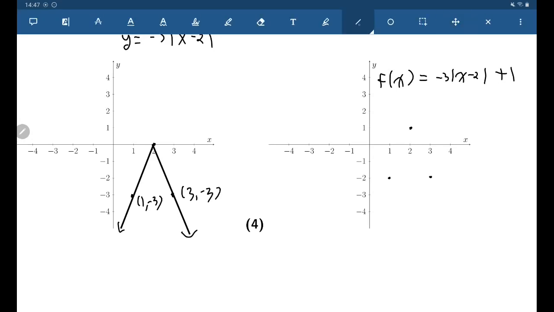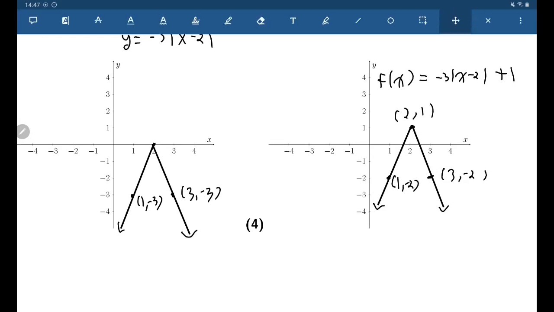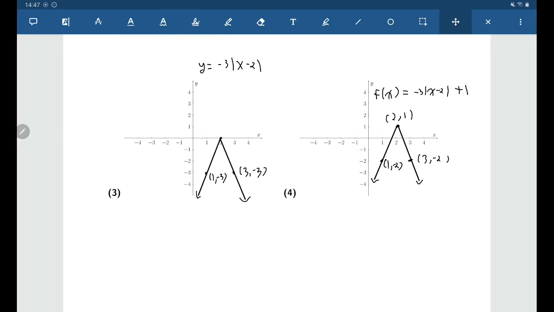So 2, 0 shifted up to 2, 1. 1, negative 3 shifted to 1, negative 2. 3, negative 3 shifted to 3, negative 2. And then I just need to finish things off with a little bit of labeling. There we go. And there I've got a nice, well-labeled graph of f of x.